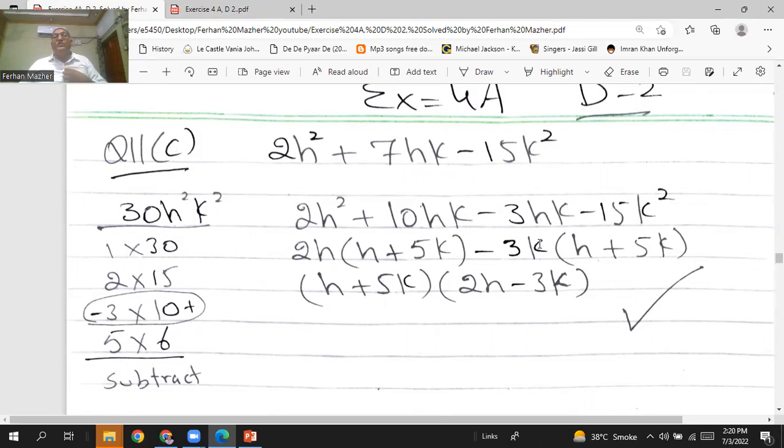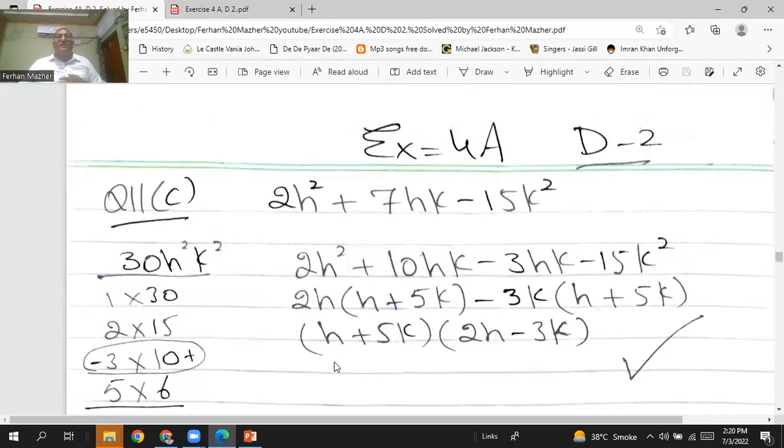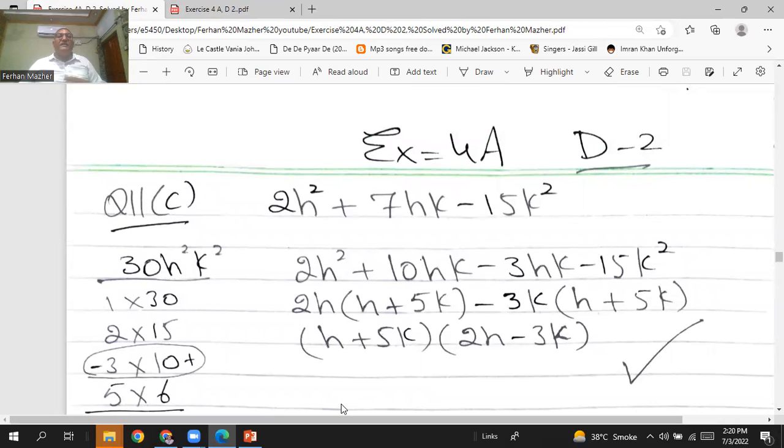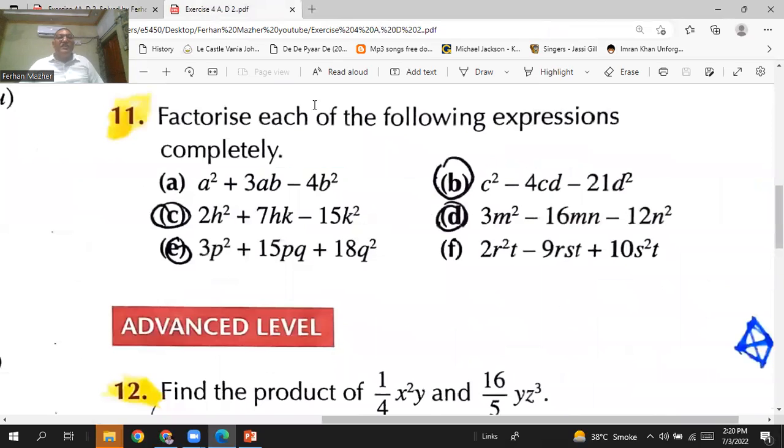Divide minus 3hk with the 3k, so you get h. Divide minus 15k square with minus 3k, you get 5k. From this term and from this term, h plus 5k is common. Take that common, so you will have 2h minus 3k in the other bracket. So this is how you will solve question number 11, its C part from exercise 4A, D2.